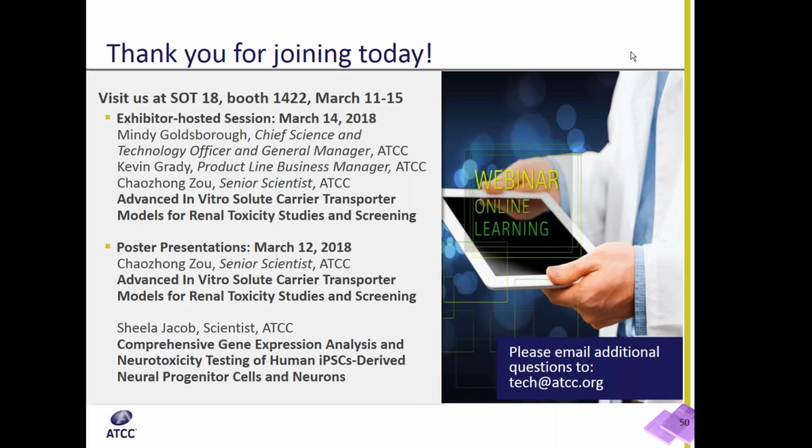Wonderful. Here's another one. Does ATCC carry disease NPC lines? Oh yeah, so we have the Parkinson's disease cell line, as I showed you before. How many passages can these cells undergo? The neuroprogenitor cells can be proliferated to 15 population doubling levels and passaged over 20 times. Some of the results that I showed today were using cells from passage 10, actually.